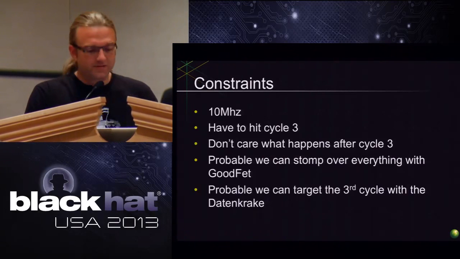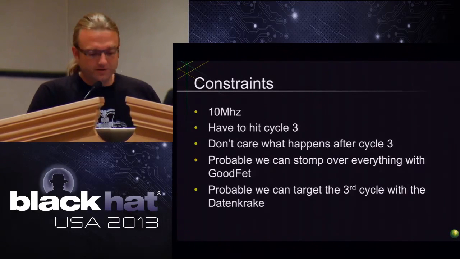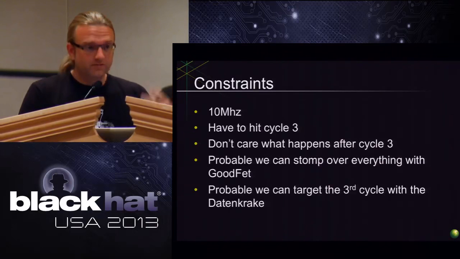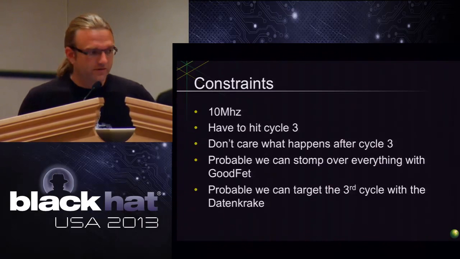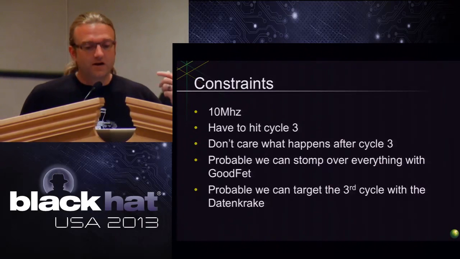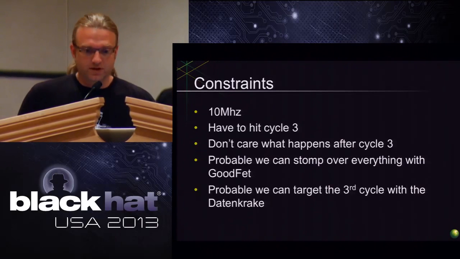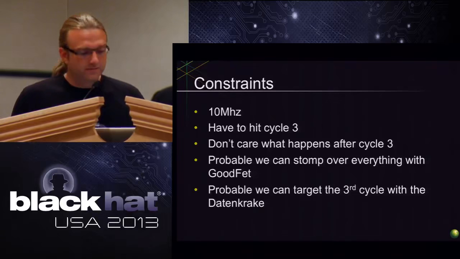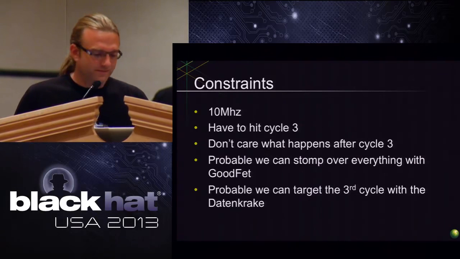Constraints that we've got with that type of glitch, right? We're running at 10 megahertz. We have to hit cycle 3, and we've got to hit it hard on the dot. Because we don't want to hit 1, we don't want to hit 2 necessarily, right? Because if you want to still have it running and be live, you still want those jumps. You just don't want that third thing to hit. Oh, maybe, right? It doesn't always matter.